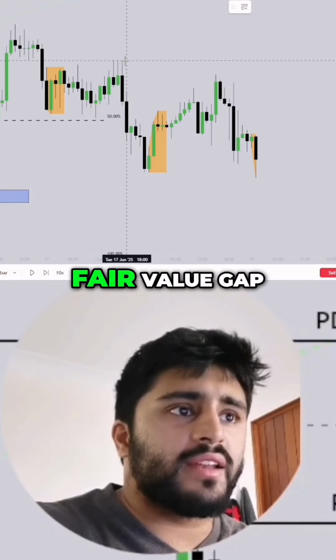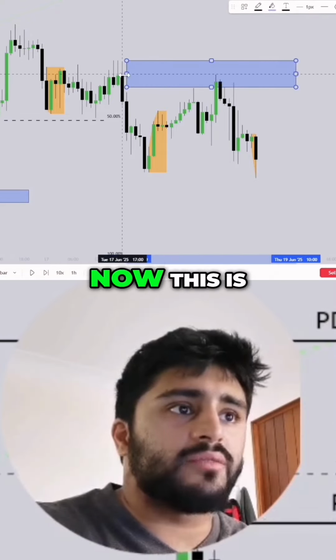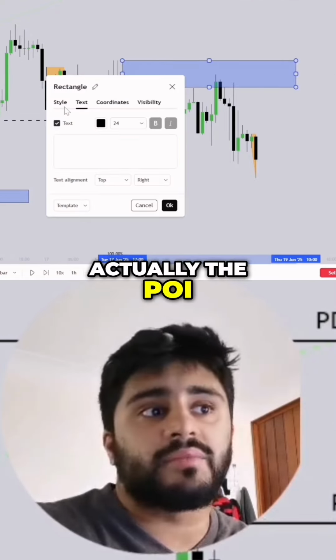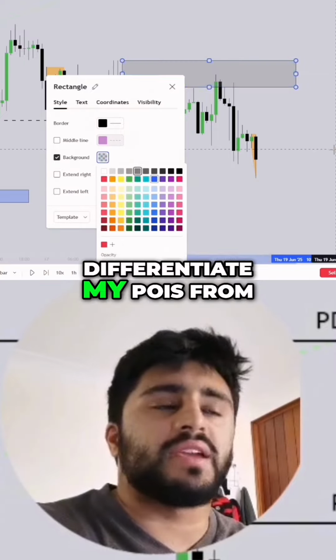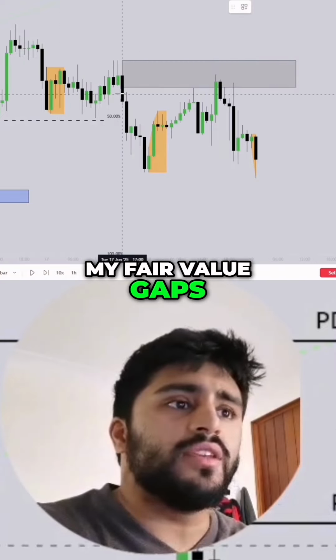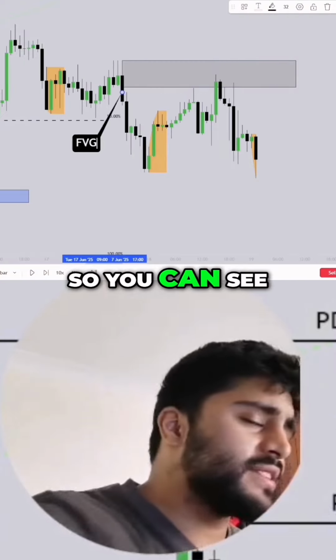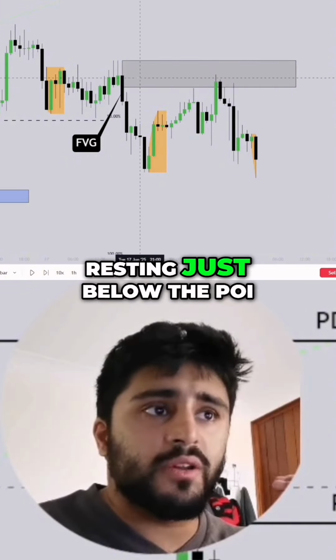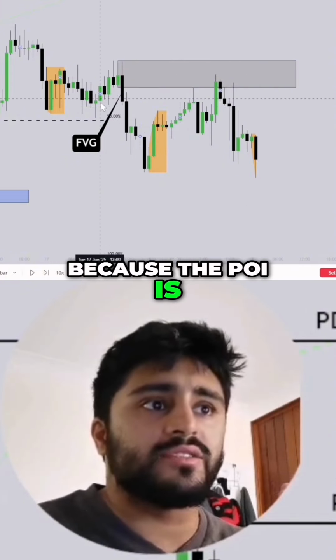So this is a fair value gap you can see over here. Now this is actually the POI, right? So how do I differentiate my POIs from my fair value gaps? This here is the fair value gap, right? So you can see a fair value gap resting just below the POI because the POI is over here.